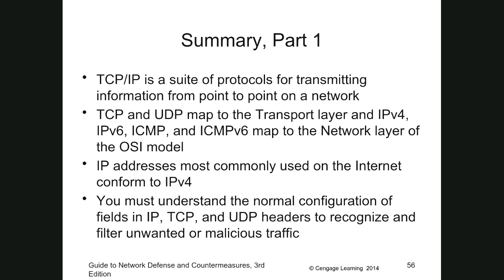So in summary, for our TCP/IP, we have a suite of protocols for transmitting information. TCP and UDP map to the transport layer; IPv4, IPv6, and ICMP map to the network layer of the OSI model. IP addresses most commonly used on the internet conform to version 4.